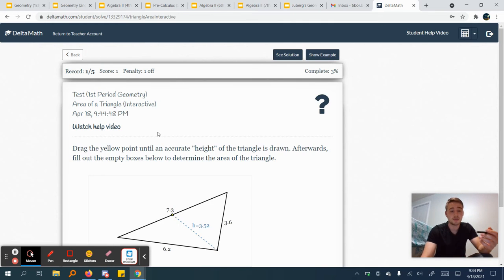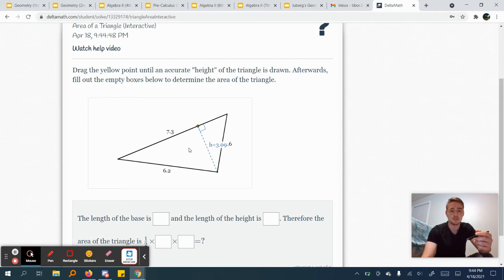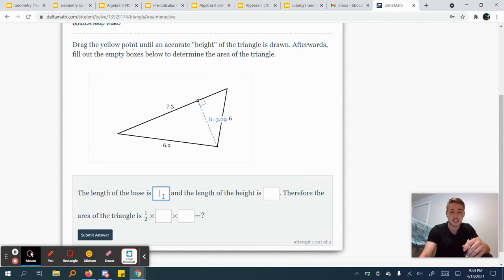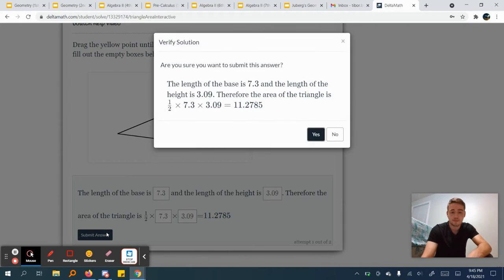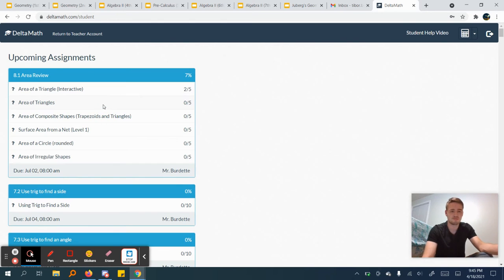Shocking. It's pretty easy. All we need to do is find the accurate height by sliding it along till, boom, we see that right angle. Base is going to be the side that we just T-boned into. So we got 7.3, 3.09, half of 7.3 times 3.09. That's all we had to do. Basically do that 5 times. The area of a triangle interactive is pretty easy, as long as you can follow that.